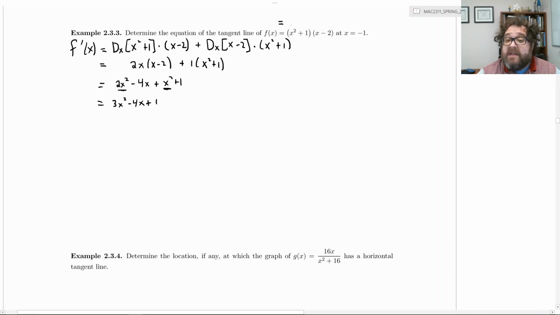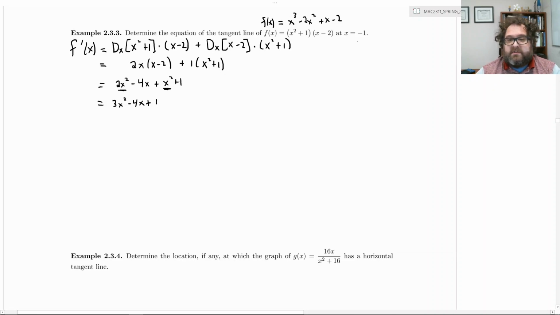x squared times x is x cubed, rather. And then x squared times negative 2 is minus 2x squared. Then we have 1 times x, so that's plus x minus 2. So that's the original function just rewritten. So that's f. No calculus there.